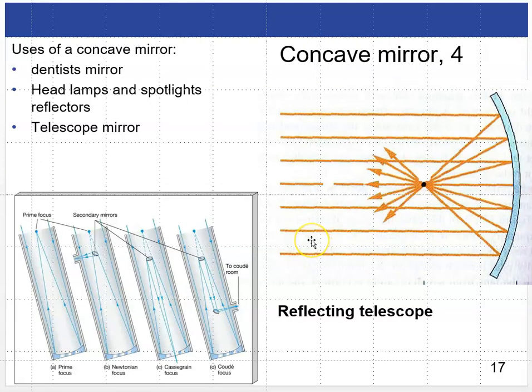Now, there are all kinds of uses of a concave mirror. Besides the magnifying mirror, the makeup mirror, and the shaving mirror, dentist mirrors are concave mirrors. Headlamps and spotlight reflectors: behind the lamp and the spotlight, you'll see a curved reflector surface. That's a concave mirror. And telescope mirrors are concave mirrors. These are called reflecting telescopes. They all have concave mirrors. That's the mirror right here. And this is basically what they call a prime focus reflecting telescope. If you take Astronomy 111, you'll get to see that.